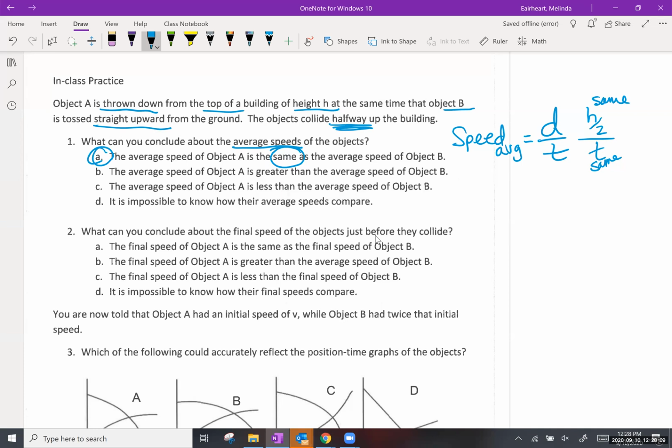Number 2 says, what can we conclude about the final speed of the objects just before they collide? Now this one actually has an edit. If you're reading the answer choices, there's an "average" in there. Let's change that to "final." Okay. We're comparing the final speeds of A and B. And so, we just found average speed. And average speed is also equal to, and I know, I'm sorry, speed versus velocity, initial plus final divided by 2. Now here we're throwing both of them, right? And so to solve for final velocity, multiply both sides by 2. And then I have to subtract the initial velocity.